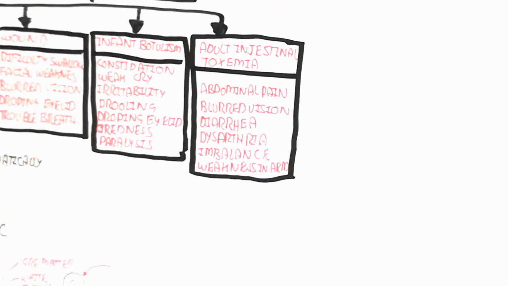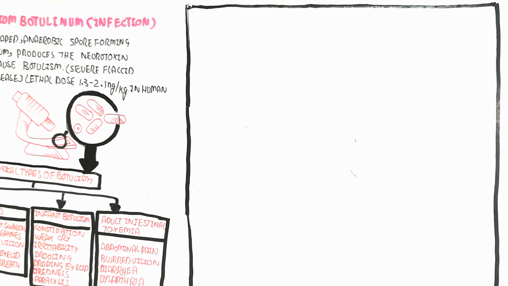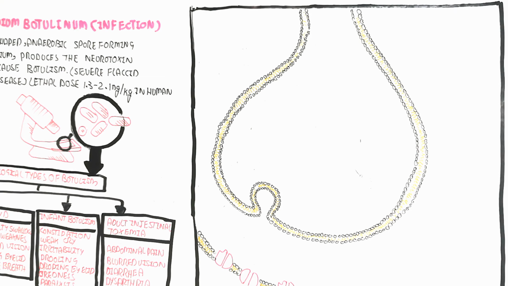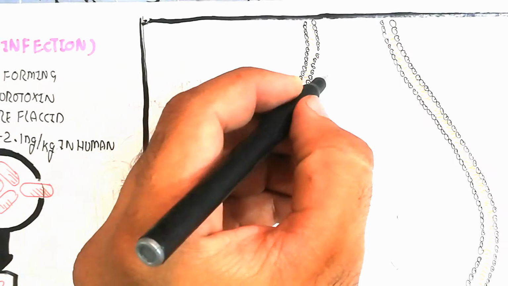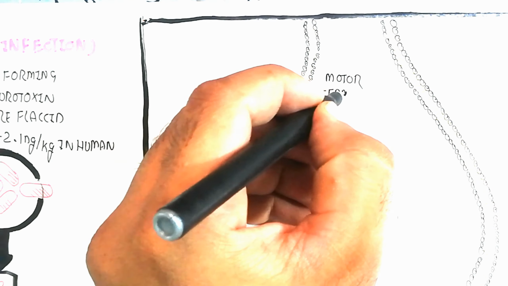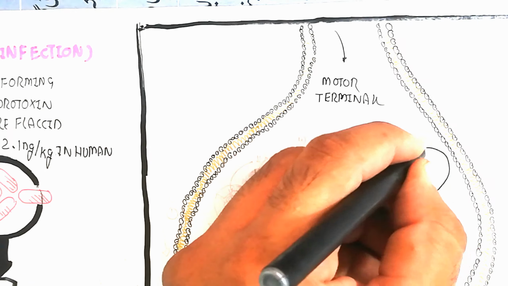This is the neuromuscular junction. The motor neuron releases the neurotransmitter acetylcholine, which binds to the acetylcholine receptor and triggers depolarization of the muscle cell. In this way, calcium is released from the sarcoplasmic reticulum to bind with the sarcomere for muscle contraction.